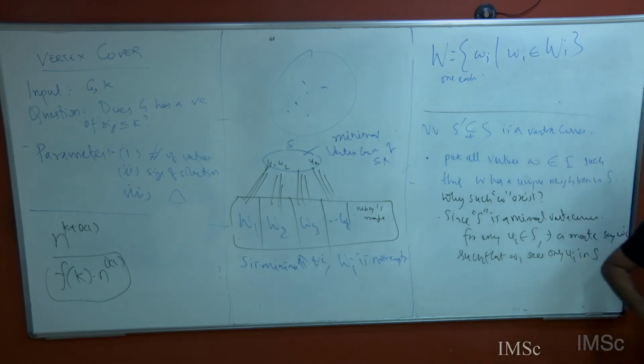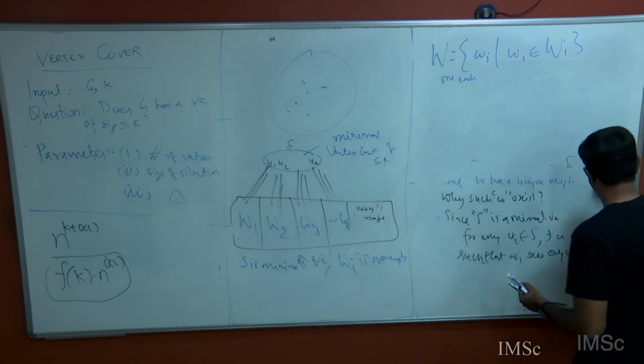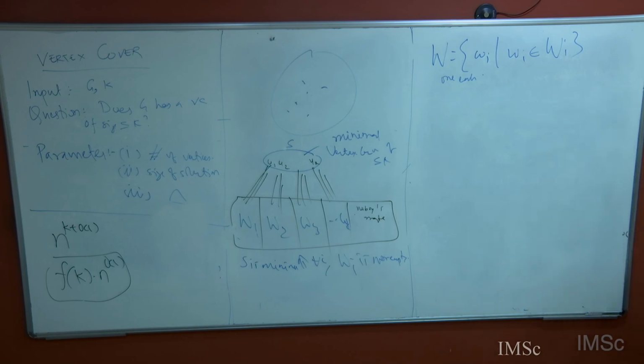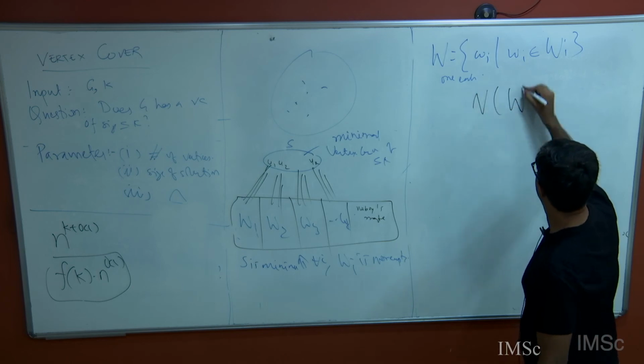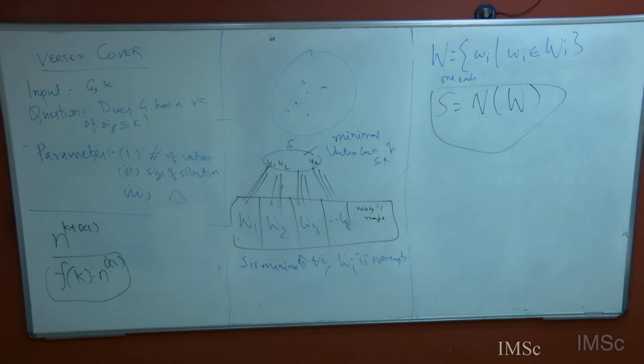If I had this W, can you get S? What is S? If I gave you this W, can you construct S? What is S then? Neighbor of? No. Is this correct? S is equal to N of W. Please check.